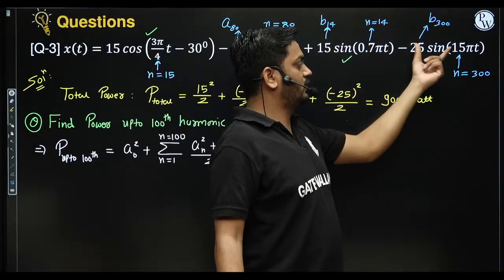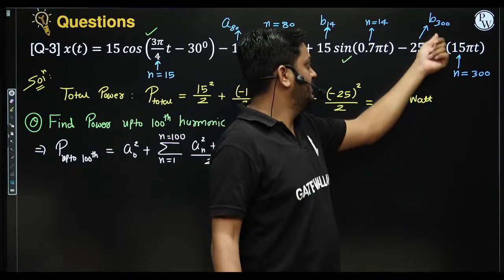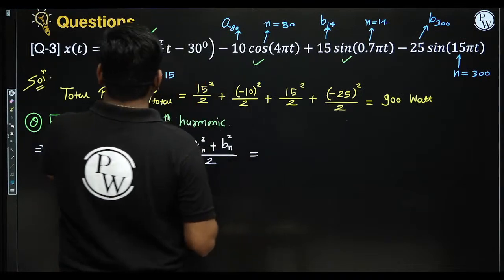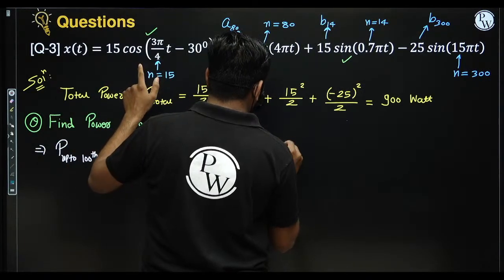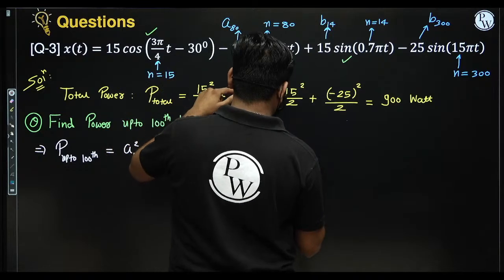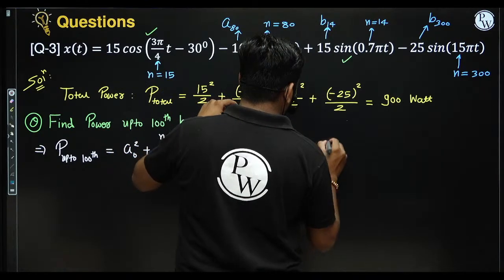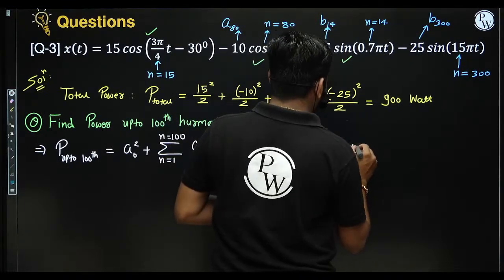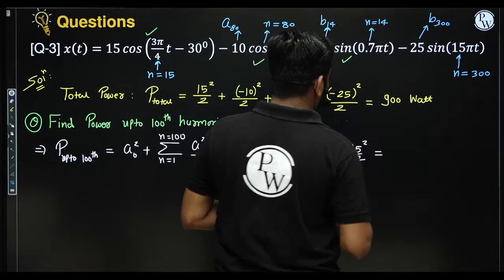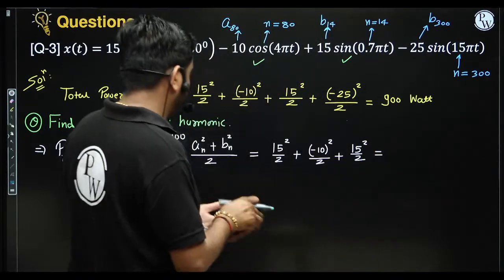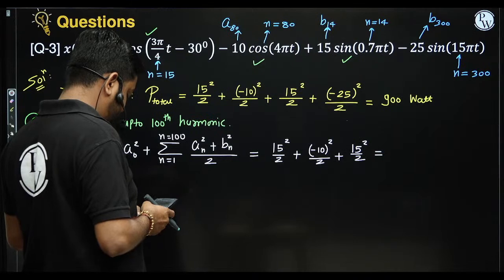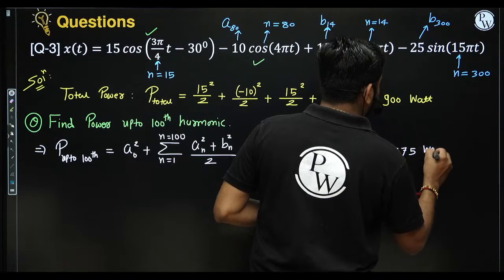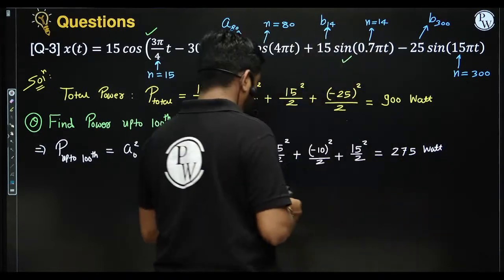This term will not come into picture for the calculation because here this is the 300th harmonic. So here power will be 15 square by 2 plus minus 10 square by 2 plus again 15 square by 2, guys, correct? So it will be 225 plus 50, 225 plus 50 is 275. So the answer would be 275 watts, correct? Are you getting what I am saying?